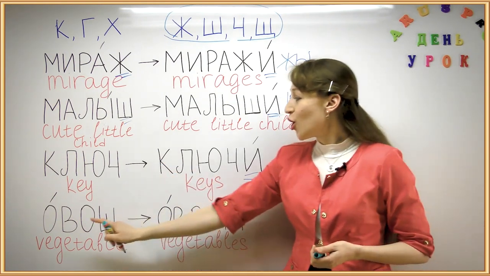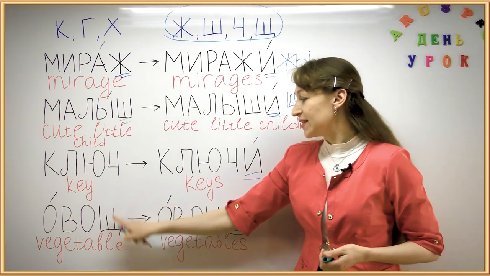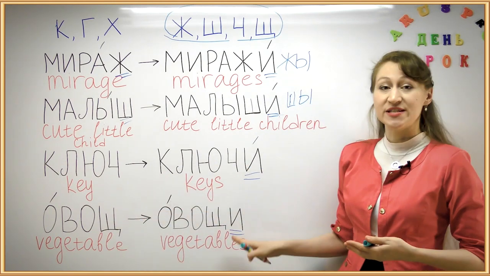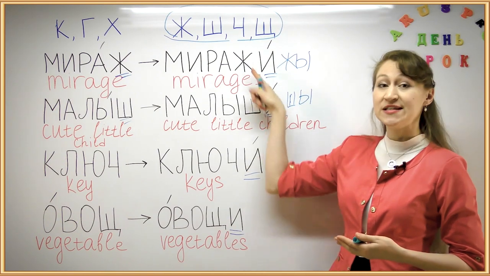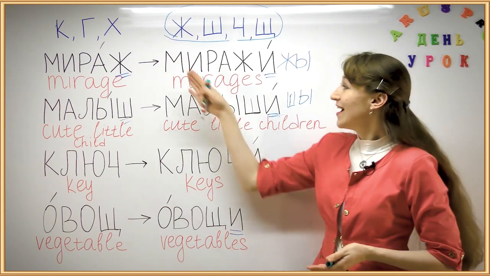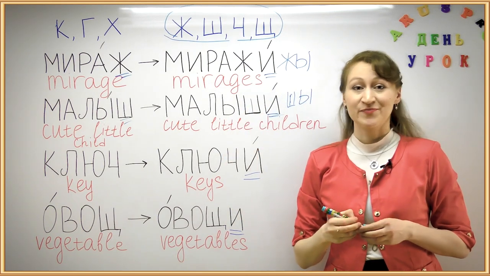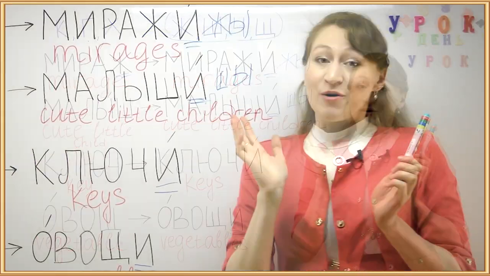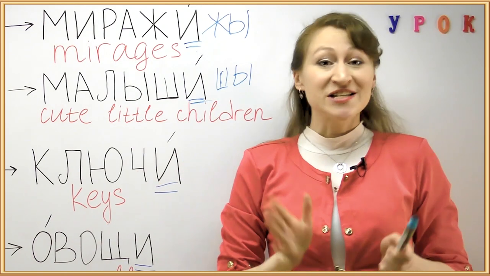И. Овощ. Овощи. With these ones, they are intrinsically soft, so we will pronounce them as it's written. Чи and щи. Only with these two we will pronounce hard. Ж and ш. Okay? So, why are these seven letters different? That's a good question, and I will make a separate video on it. But for now, I want you to make peace with it and just accept it.